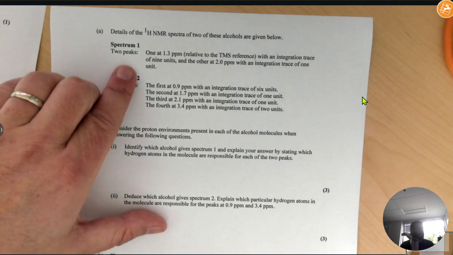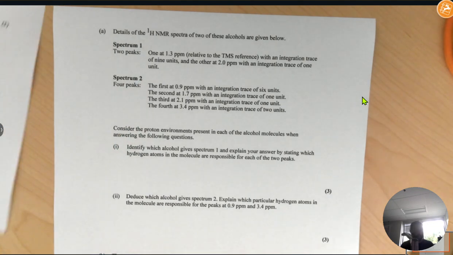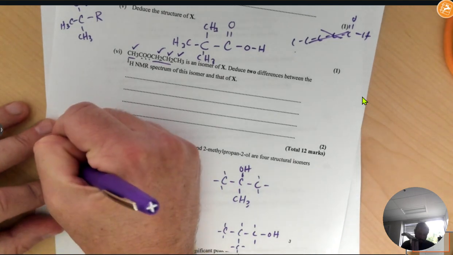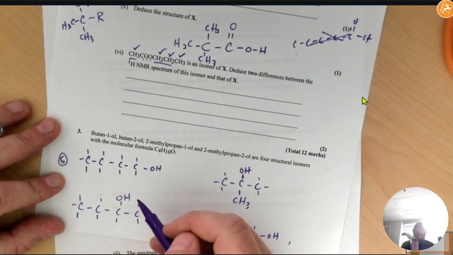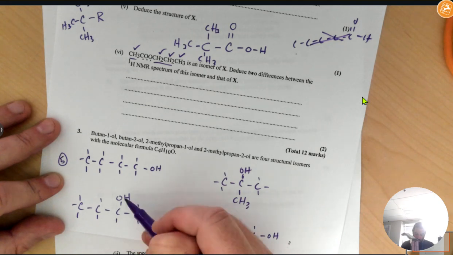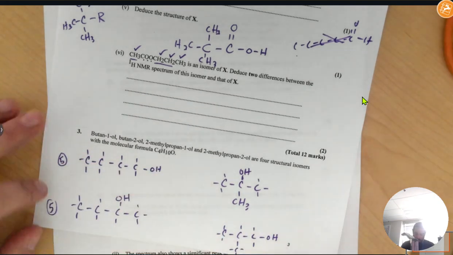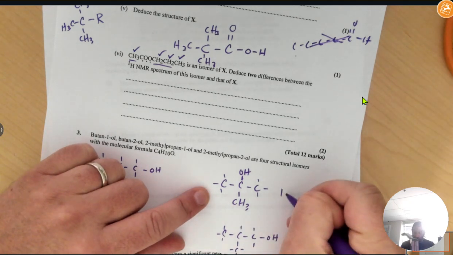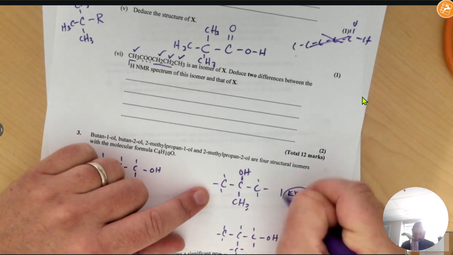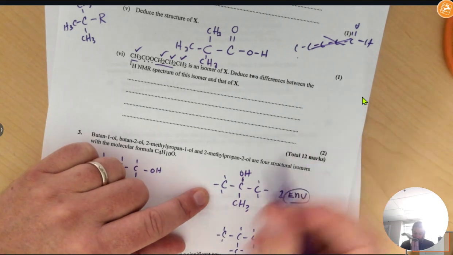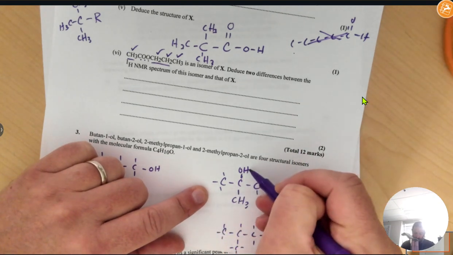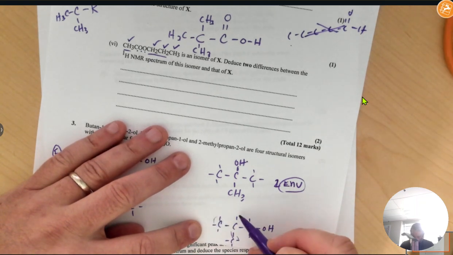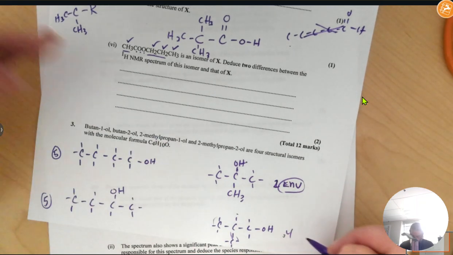So if there's 2 peaks in the spectrum, it means it's going to be the alcohol with 2 hydrogen environments. So butan-1-ol has 5 environments. Butan-2-ol has 1, 2, 3, 4, 5 environments. 2-methylpropan-1-ol has 2 environments because these methyl groups are equivalent and that hydrogen is on its own. And this one would have 1, 2, 3, 4 environments.